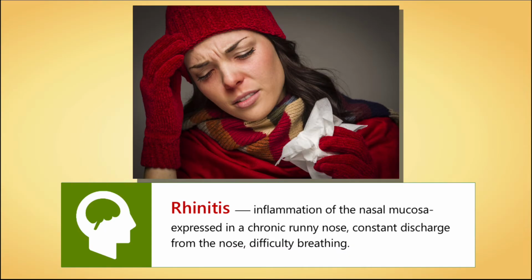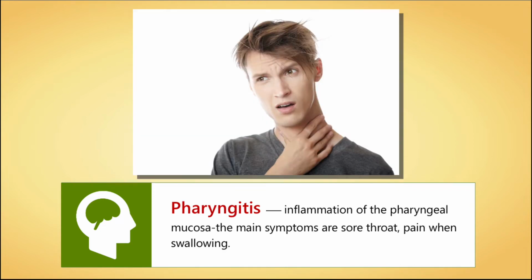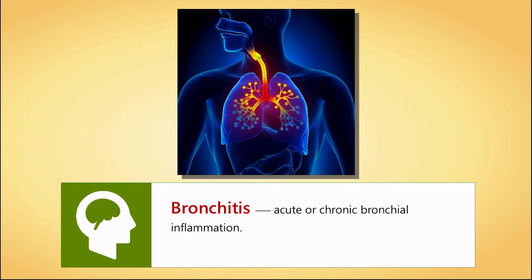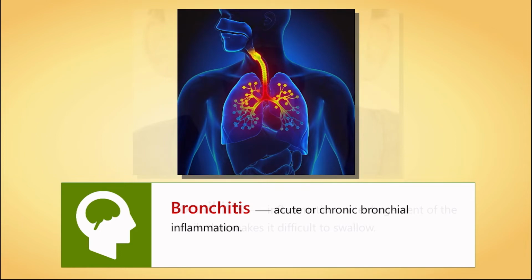Rhinitis is an inflammation of the nasal mucosa, expressed in a chronic runny nose, discharge from the nose, and difficulty breathing. Pharyngitis is an inflammation of the pharyngeal mucosa. The main symptoms are a sore throat and pain when swallowing. Laryngitis, inflammation of the larynx, is manifested by hoarseness of the voice and a barking cough. Tonsillitis is an inflammation of the tonsils, which makes it difficult to swallow.